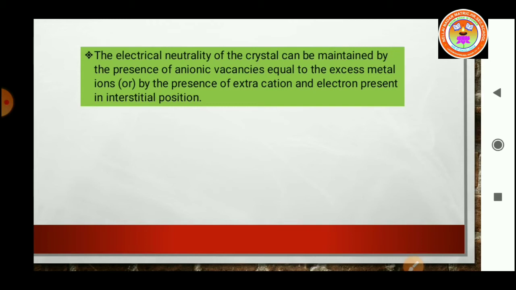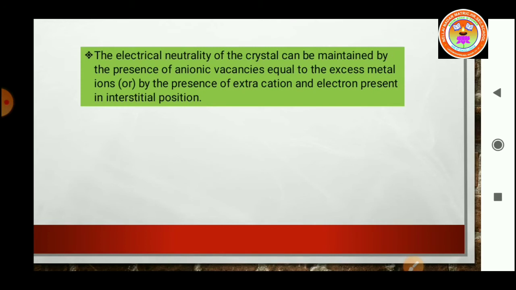Here cation and anion are not equal, but the electrical neutrality must be maintained, that is, the charge of the crystal must be maintained. How is it maintained? For example, one is the presence of anionic vacancies equal to the excess metal ion. Anionic means negative charge is missing. So how is it balanced? By the metal ion. Metal ion means it is a positive charge. So it must be balanced, isn't it?